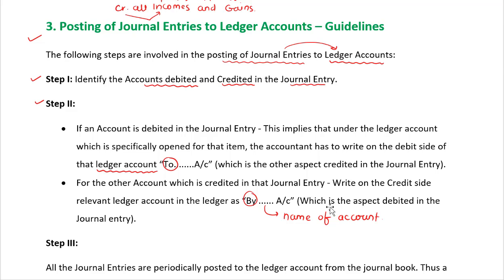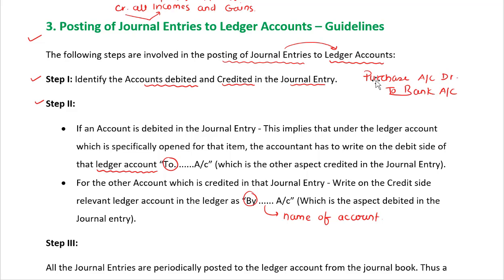I'll quote an example, students. Supposing we made a purchase and paid in bank. The journal entry would be purchase account debited to bank.